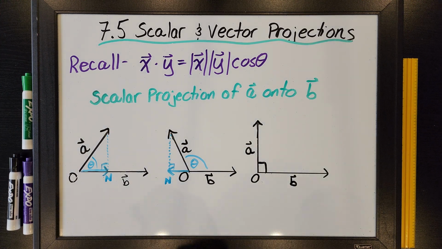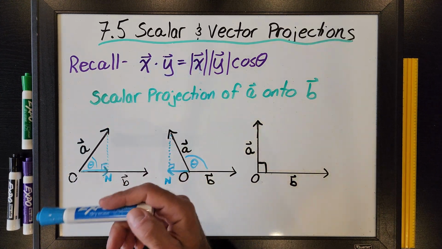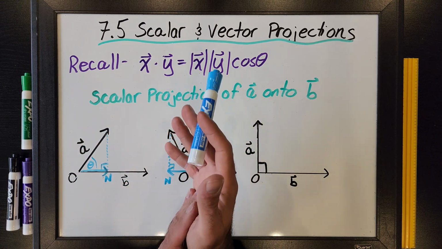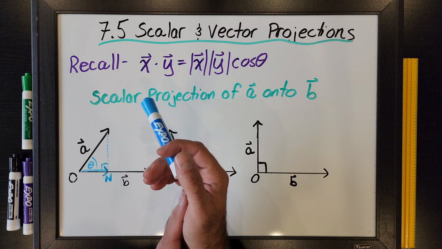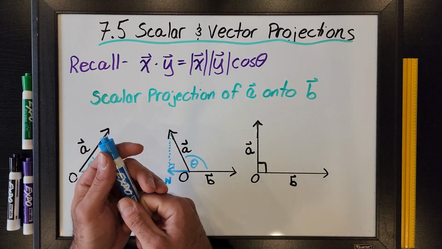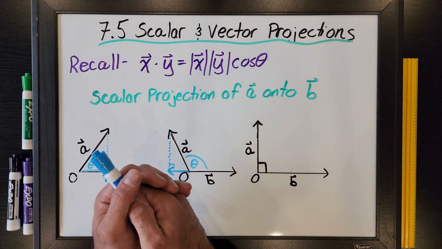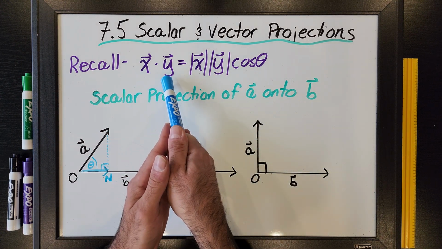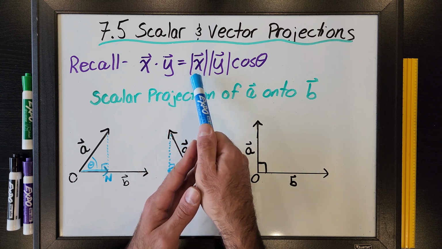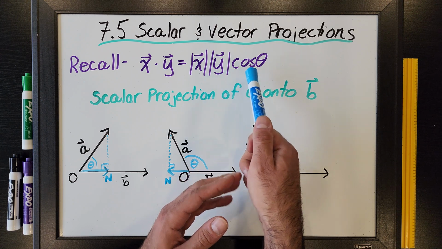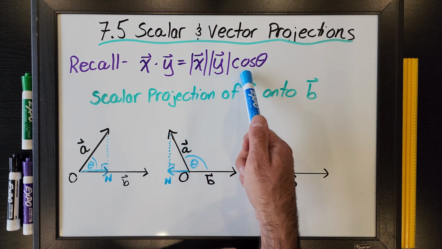We are on to 7.5, scalar and vector projections. So just a little recall, what you're going to need for this section is the dot product from 7.3, 7.4, whether it's with algebraic vectors or geometric vectors. This right here is the dot product. So if we want to find the dot product between vector x and vector y, we have to multiply the magnitude of vector x by the magnitude of vector y, and multiply it by cos theta.